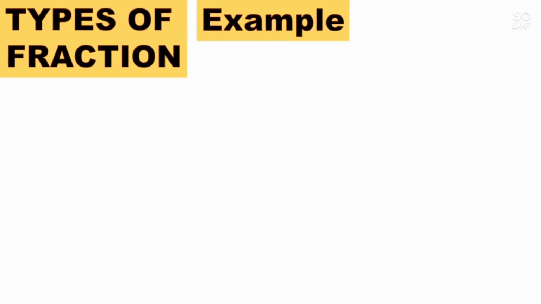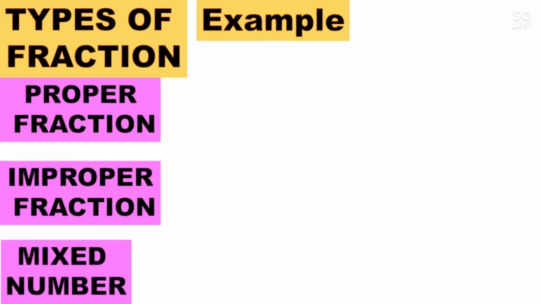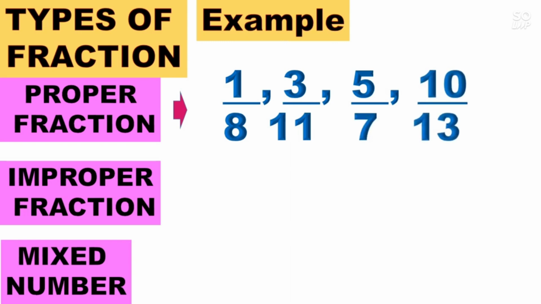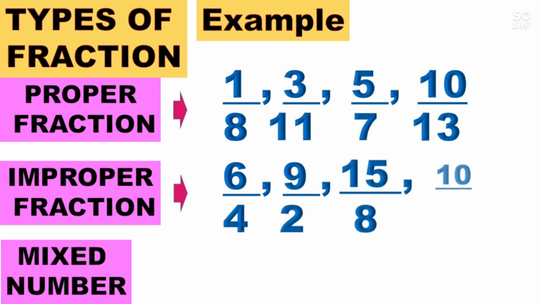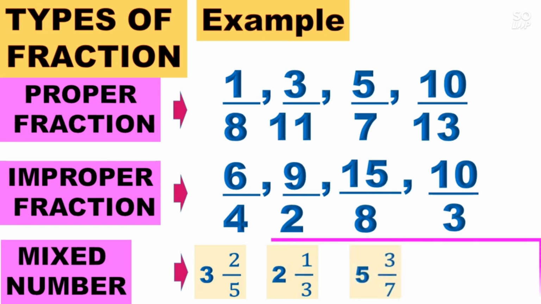And we have types of fraction. Okay, we have the proper fraction, improper fraction, mixed number. And we have the example, proper fraction example, we have 1/8, 3/11, 5/7, 10/13. Okay, example of proper fraction. And then example of improper fraction, we have 6 over 4, 9 over 2, 15 over 8, 10 over 3. Okay, and then example of mixed number, we have 3 and 2/5, 2 and 1/3, 5 and 3/7.